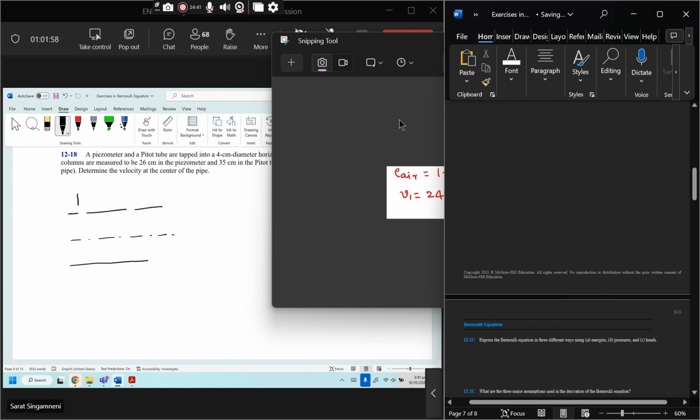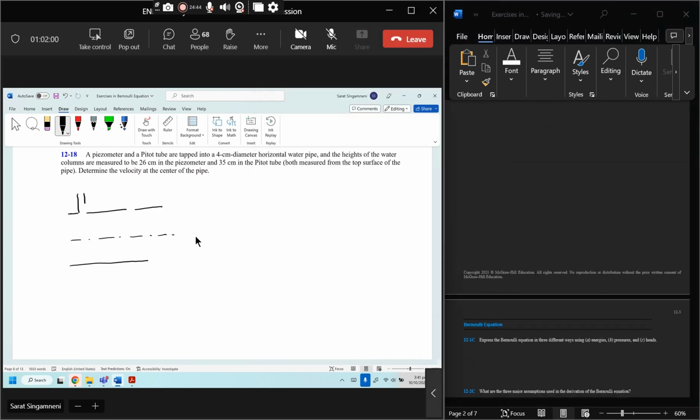For a piezometer, we just attach a tube vertically there. And for a pitot tube, we just add that pitot tube here. Like that.